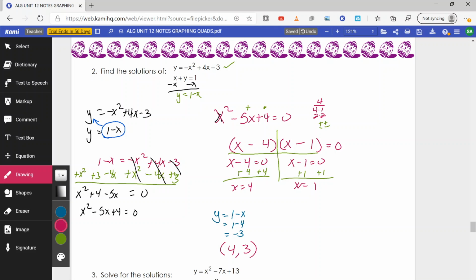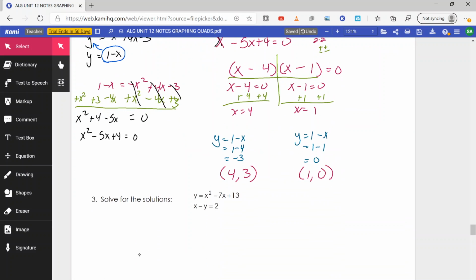So there's one answer. And I'm going to do the same thing when x equals 1. So y equals 1 minus x. Well, 1 minus 1 is 0. So this means when x is 1, y gives me 0. So those are my two solutions to this particular problem.